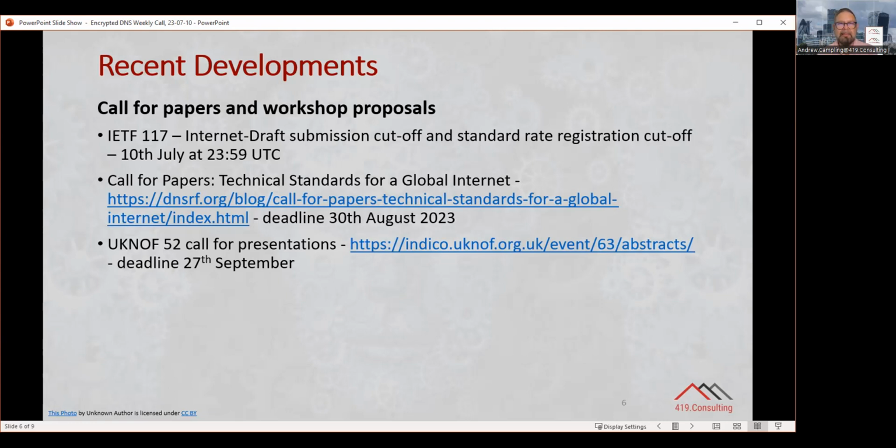But much more immediately than that, if you're planning to attend IETF 117 at the end of the month, the cutoff for internet draft submissions is 23:59 UTC tonight, before Data Tracker closes until the start of the meeting. And similarly, if you want to register to attend, the cutoff for standard rate registration is also 23:59 UTC today. So just bear that in mind.